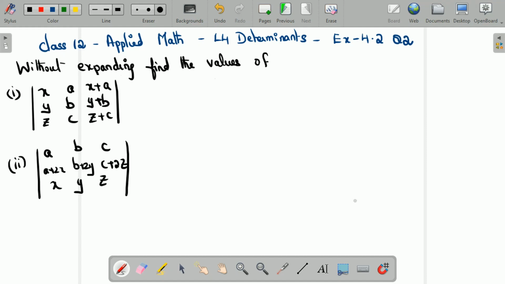In this video, let's find the solution for the second question in exercise 4.2. Without expanding, find the values of the given determinants. There are two determinants. Let's take up the first one.